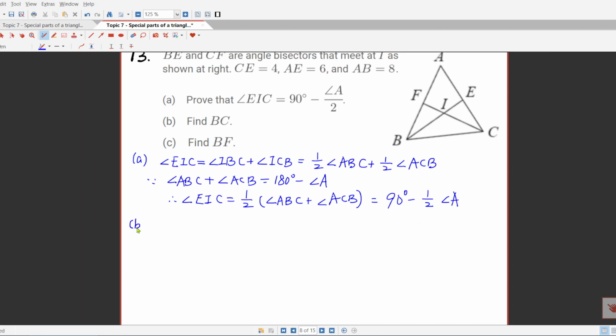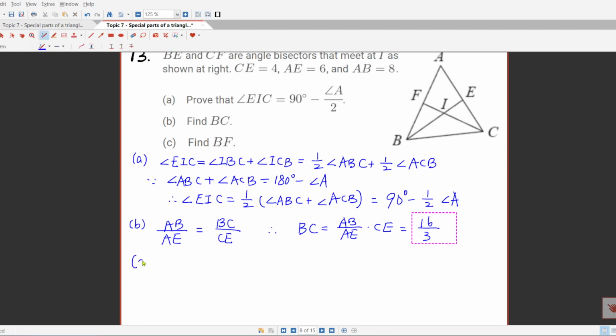Okay, then question B, find the length of BC. So from the angle bisector theorem, we can easily see that AB over AE equals BC over CE, right? And of course, this can give us the length of BC is AB over AE times CE, which gives us 16 over 3, right?